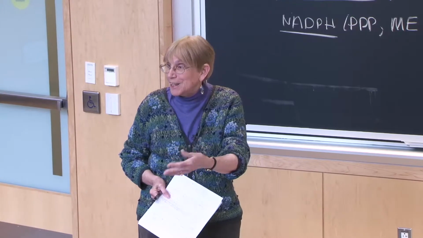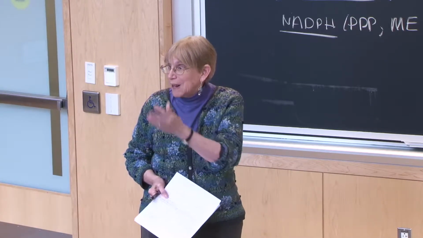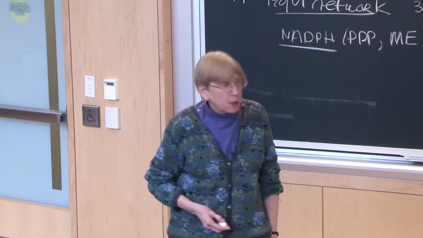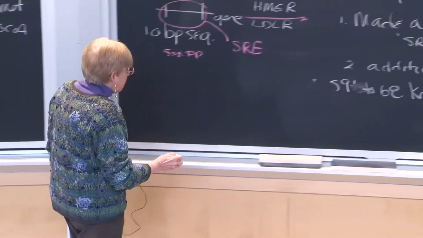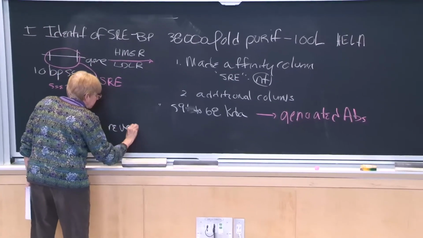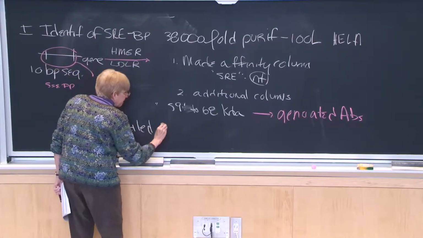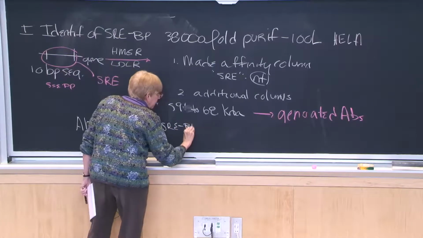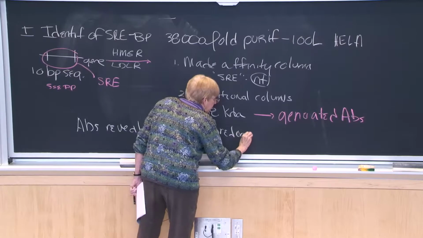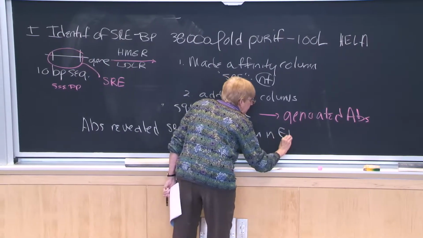And instead of finding it in the nucleus, what they found was that most of it was localized in the ER membrane. So these antibodies revealed that SREBP is predominantly in ER membrane.